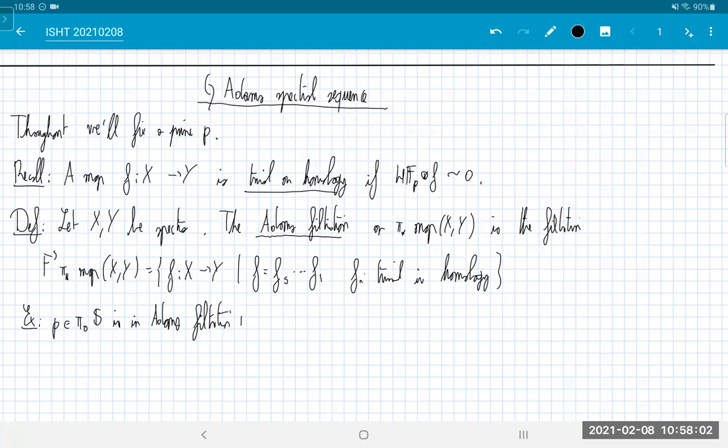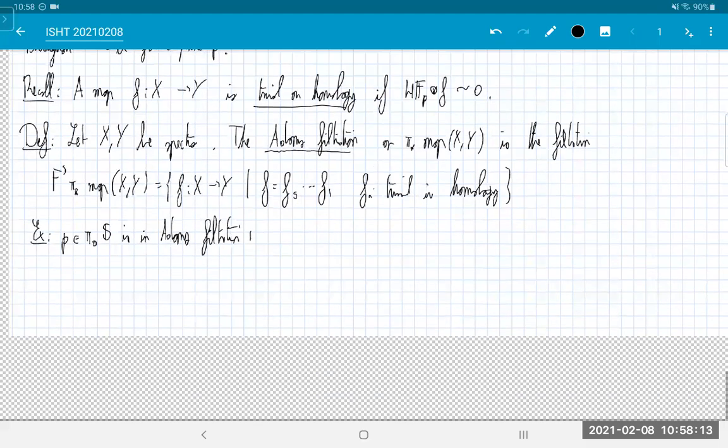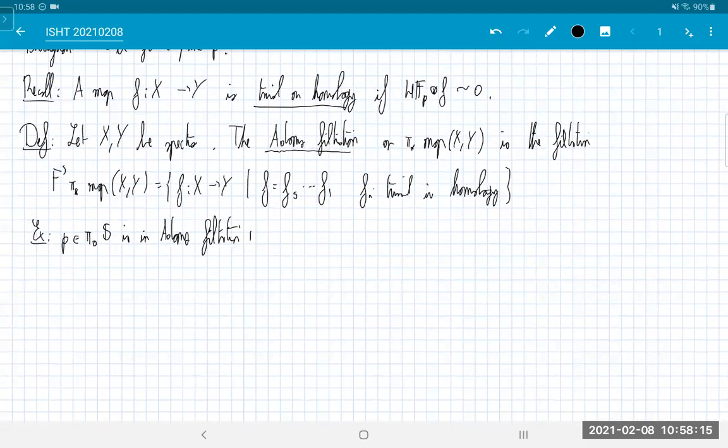Is this clear? Oh, there always is a prime implicit in everything here, by the way. Well, we'll see in a second what the role of the prime is.